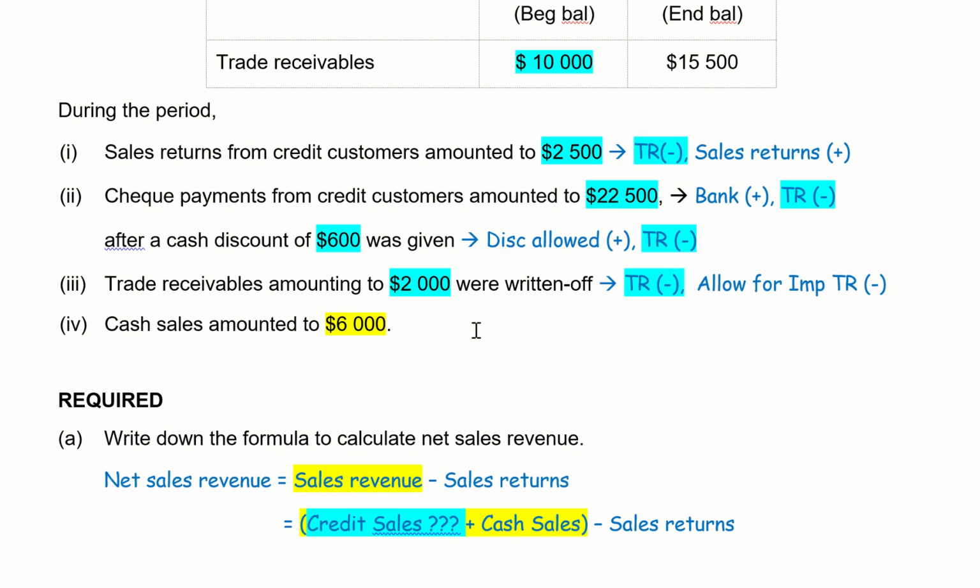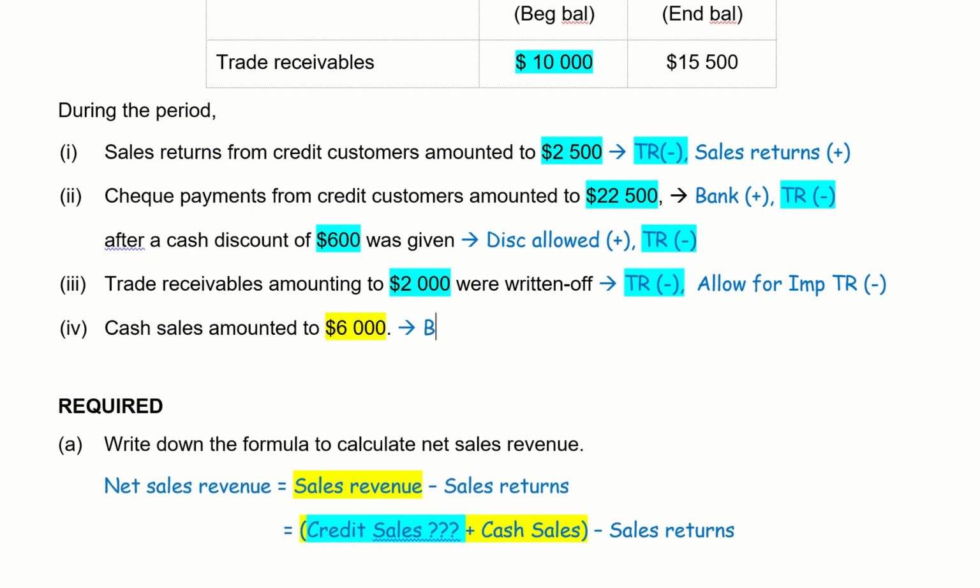Anything else? The last item that's given to you is cash sales amounting to $6,000. Oops, cash sales is not recorded in trade receivables. Why? Because cash sales means that you have already received the payment. So when there's a cash sale, usually the double entry will be bank increase, sales revenue also increase. So it is not recorded in the trade receivable account. Do not go and record cash sales in your trade receivable account.